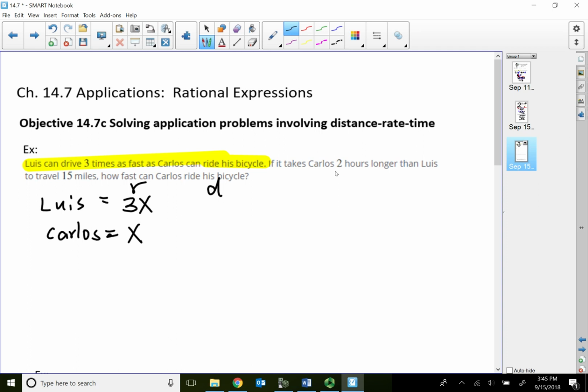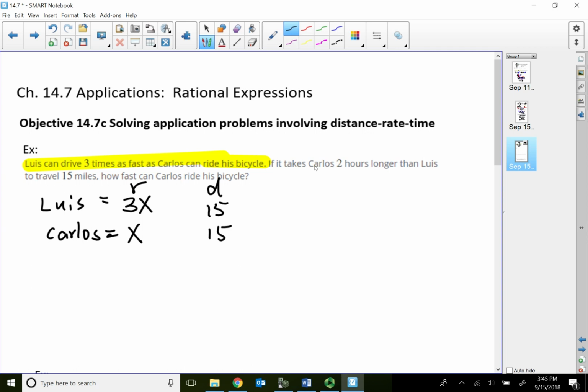It takes Carlos 2 hours longer than Luis to travel 15 miles. What that means is both of them are traveling 15 miles, and it's going to take Carlos 2 more hours. Why does it take Carlos 2 more hours? Because Carlos is going at a slower speed. Think about this: Luis is driving, Carlos is riding his bike, so Luis is going to get there first. The time that Luis spent is going to be less compared to Carlos.